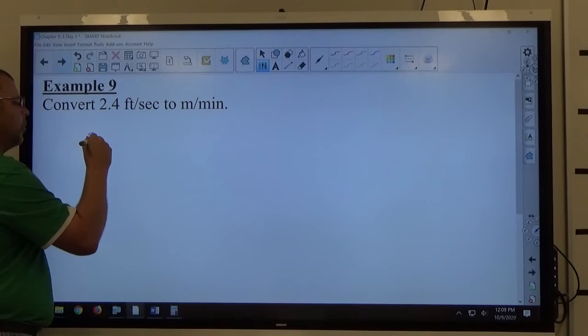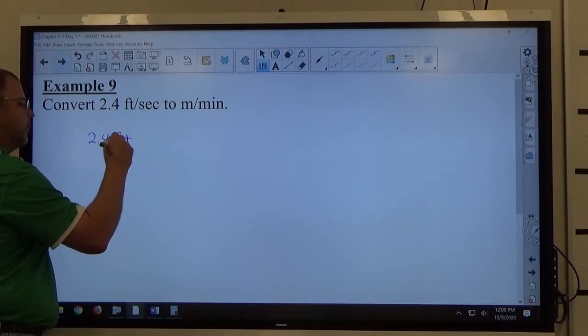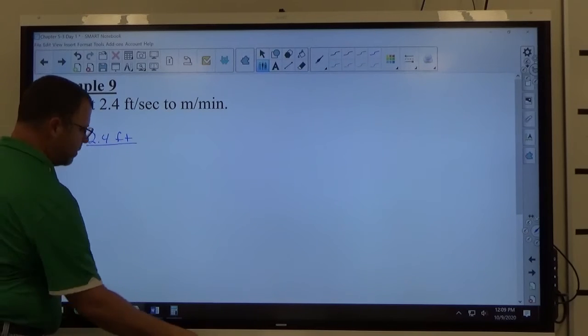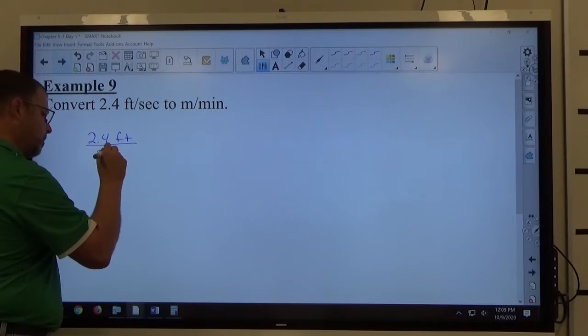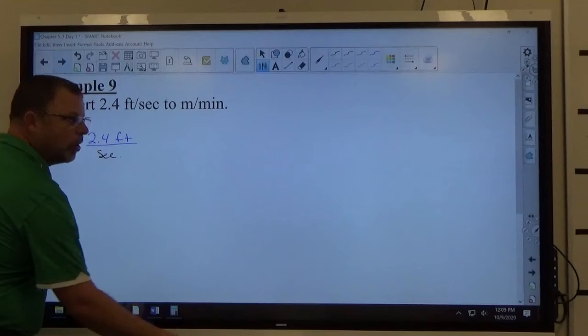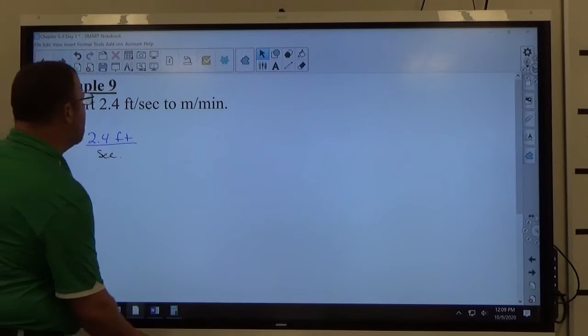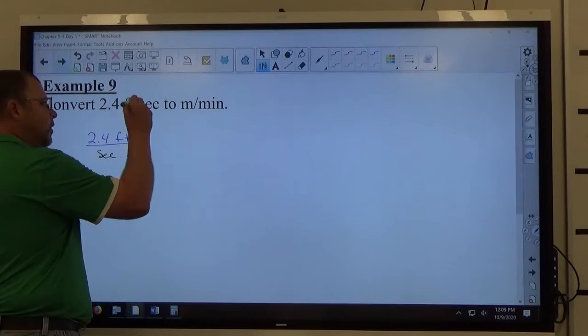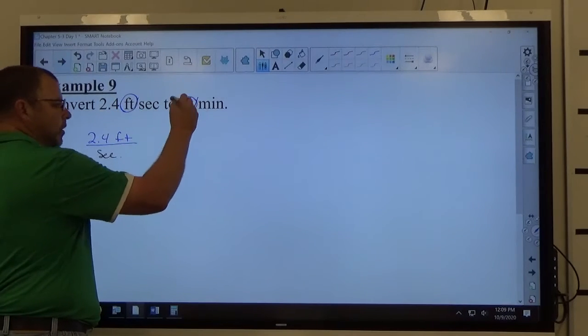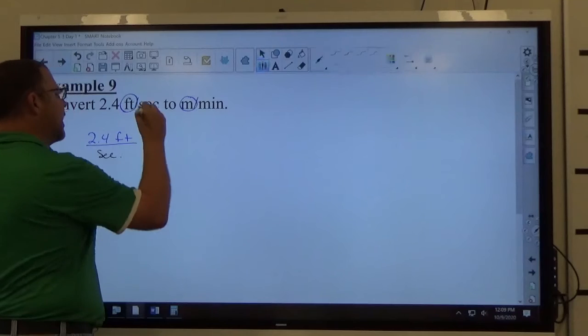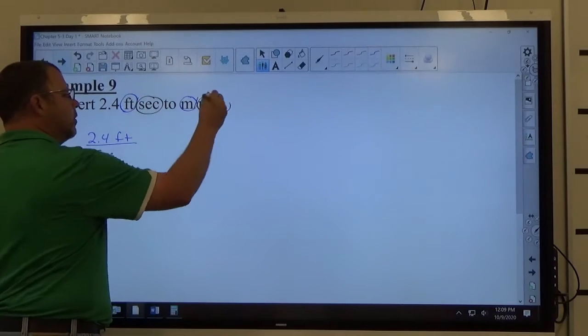So if I'm looking at 2.4 feet per second, I'm going to do all my units of length in blue and all of my units of time in black, just using different colors to distinguish the things. 2.4 feet per second. I'm trying to convert the unit of feet to the unit of meter, and I'm trying to convert the unit of seconds to the unit of minutes.